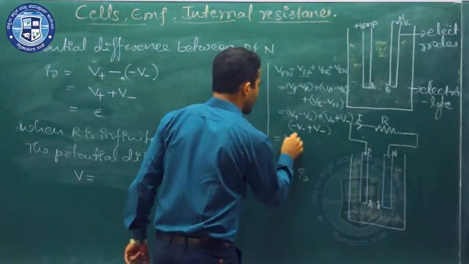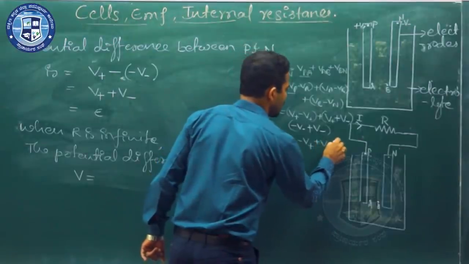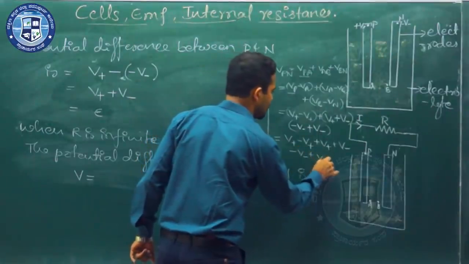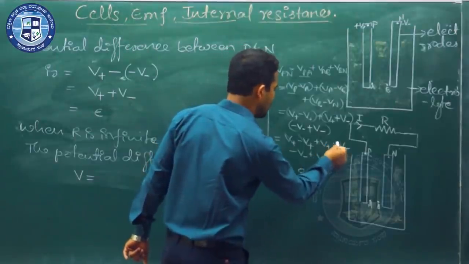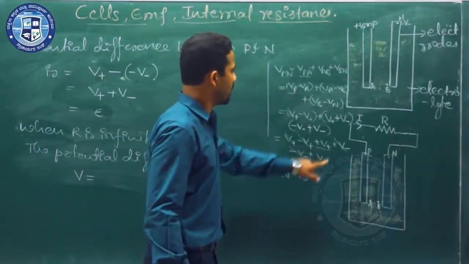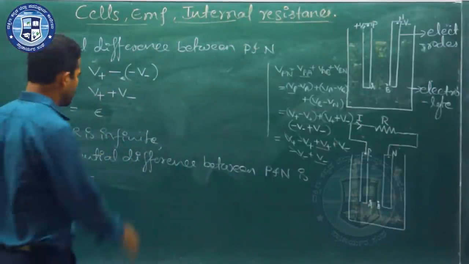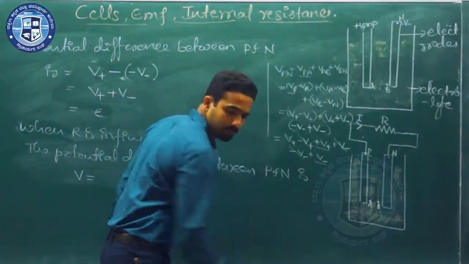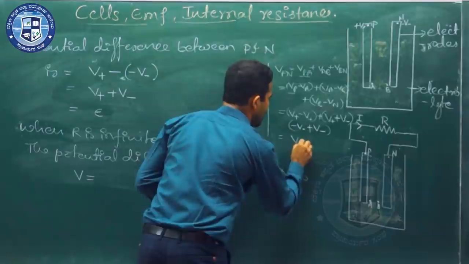Let's open the bracket. V plus, minus V plus, plus V plus, plus V minus, minus V minus, plus V minus. So this cancels out, and here plus V minus, minus V minus cancels out. What we remember is plus V plus, plus V minus. This is the same result we have got. So this can be calculated in that form also. So here the result, I'll directly write, is V plus plus V minus.